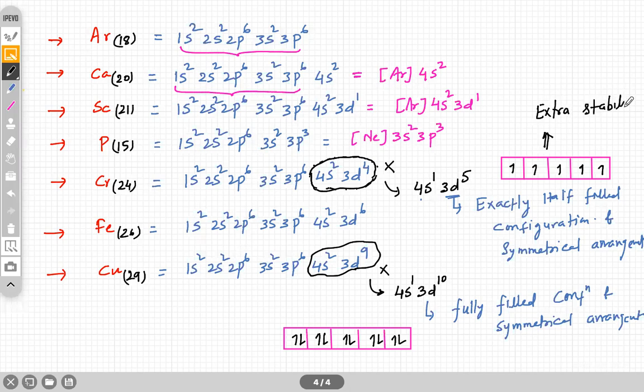Extra stability. And hence it is more stable. Here also we have extra stability. Hence it is more stable. And electron forms this arrangement.